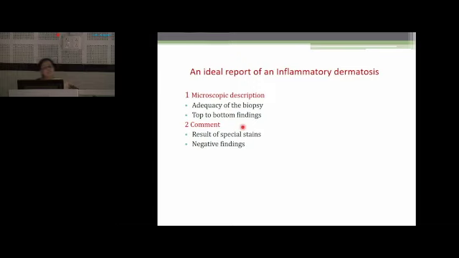So if the clinical diagnosis is vasculitis, and in spite of serial sections, we are not able to see any fibrinoid necrosis or disruption of vessel wall, it is essential to mention that these changes are not seen, so that the dermatologist can take another biopsy or think of other differential diagnosis.